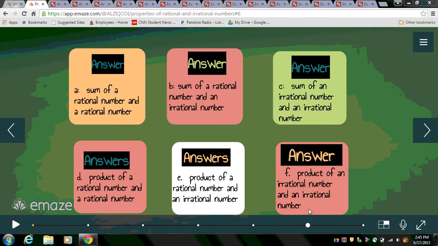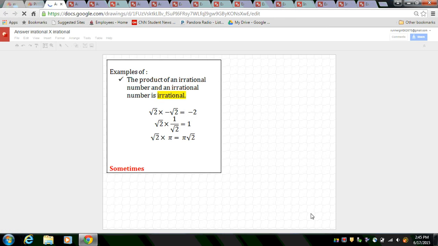Is the product of an irrational number and an irrational number always irrational? No. The square root of 2 times negative square root of 2 is negative square root of 4, which simplifies to negative 2. The square root of 2 times 1 over the square root of 2 is 1. Negative 2 and 1 are rational. So sometimes you will get an irrational answer, but other times you can get a rational answer.